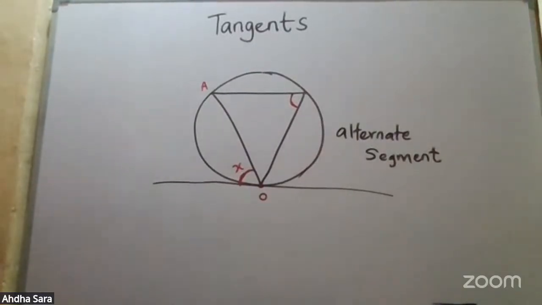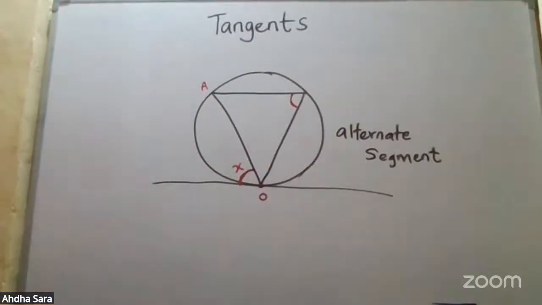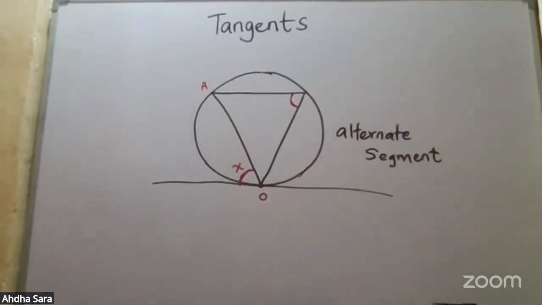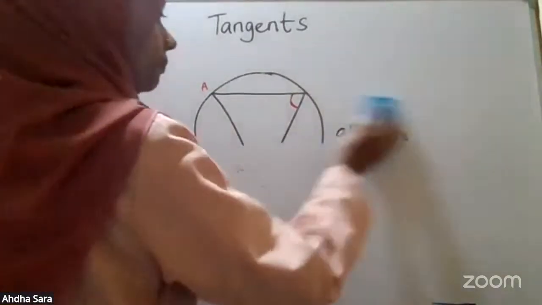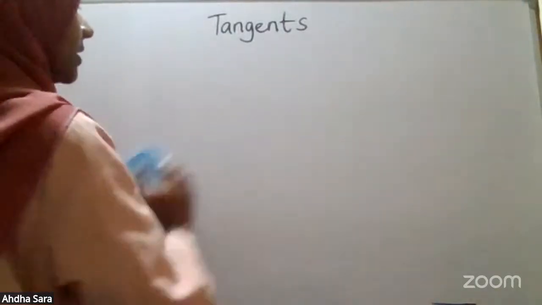So that's all for the theorems that come under circles. We have discussed the theorems that come under circles as chords, angles, cyclic quadrilaterals, and tangents. Now we'll move to essay questions.